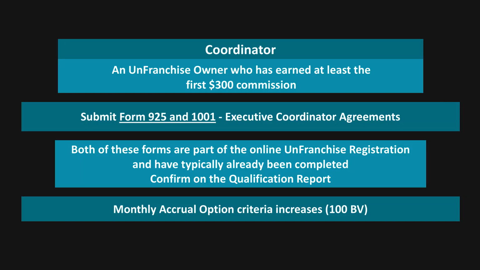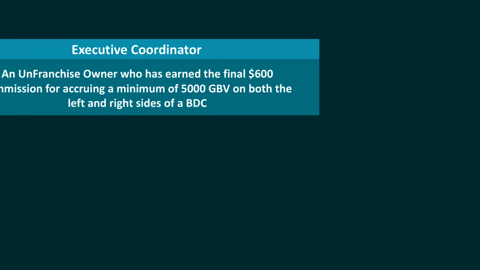That's why when I was talking about Partner Now, I said it's good to screen share or be on the phone with the person, because those Form 925 and 1001 come up, and you want to let that person know what those are and make sure they complete them then, so that there's no holdup after they've earned their first check. The monthly accrual criteria increases to 100 BV when you become a coordinator.